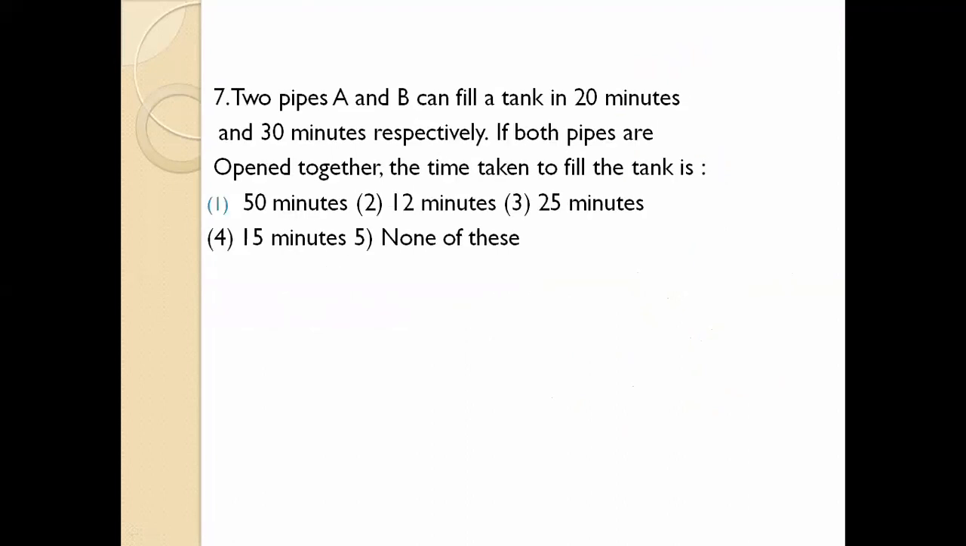This is a similar problem. Now this is another model. Two pipes A and B can fill the tank in 20 minutes and 30 minutes respectively. If both pipes are open together, the time taken to fill the tank is product by sum. Here, two pipes open at a time and fill the tank. That means our formula is product by sum. 20 into 30 by 20 plus 30, 50. 0, 0 get cancelled. 5 1 ja, 5 4 ja. 4 3 ja, 12 minutes. Option number 2 is the right answer.